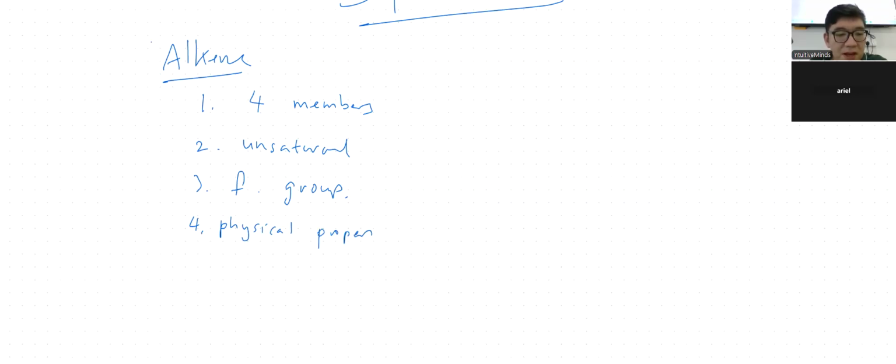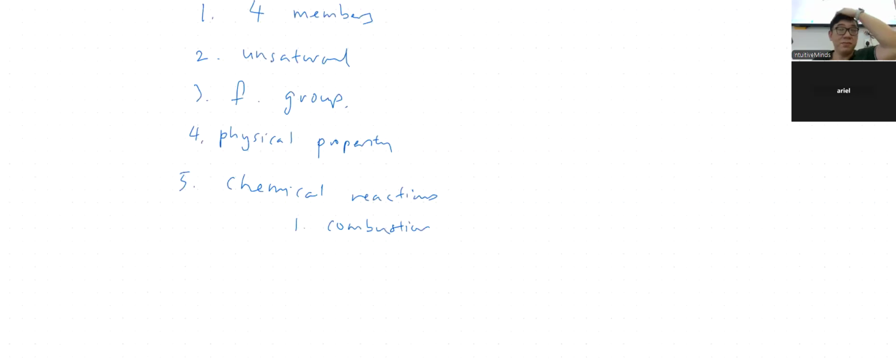Then this one is a difficult part, which is chemical reactions. So what are the chemical reactions? The first one is the common one, which is combustion. Also the same thing, carbon dioxide and water are produced. Then there's incomplete combustion, which can cause soot, carbon monoxide and water to be produced.